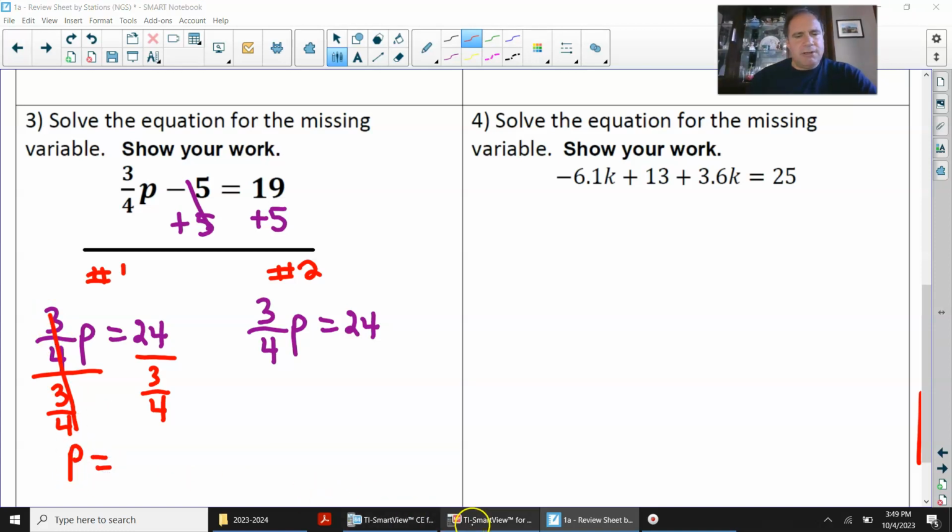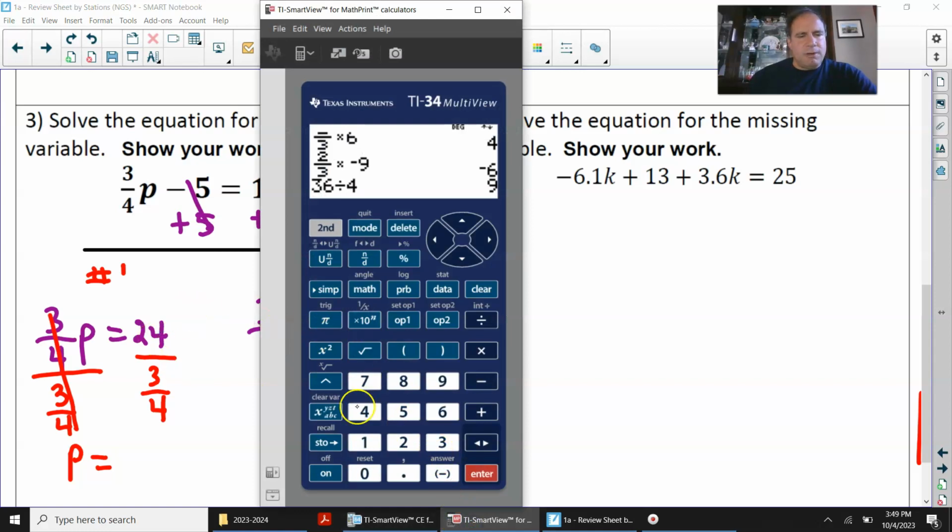So in your calculator, the way you would put this in is 24 divided by, and then you put your fraction 3/4. And then you'd get 32. That is your answer.